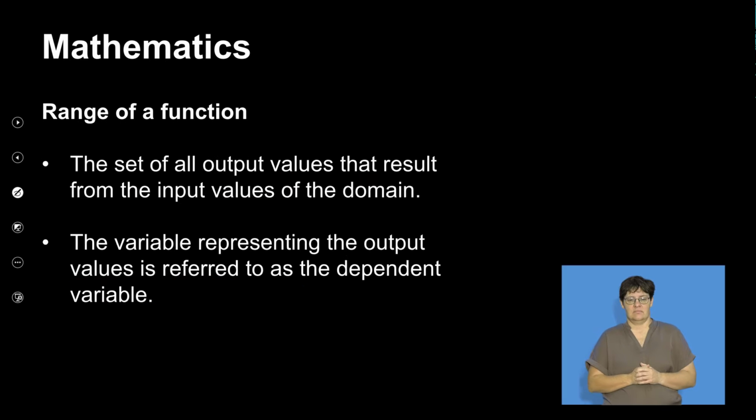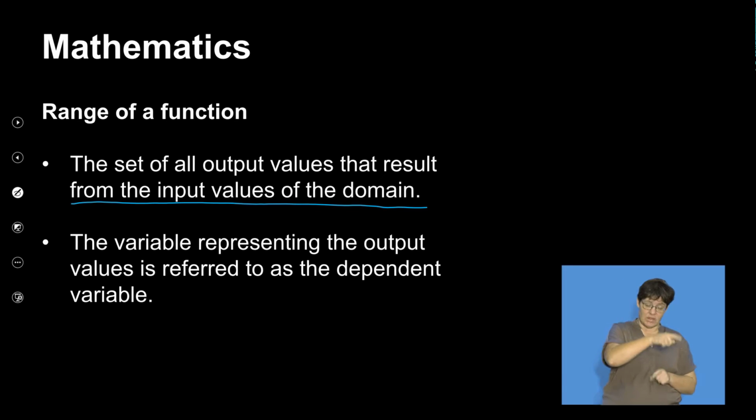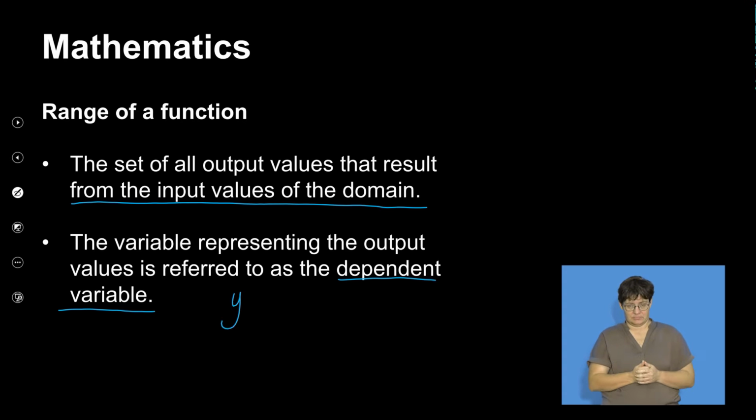And then when we talk about the range of a function, this will be the set of all the output values that result from the input values. Because remember, input will be the independent variable. Therefore, this one will be called a dependent variable, and it's normally on the y-axis on the Cartesian plane.